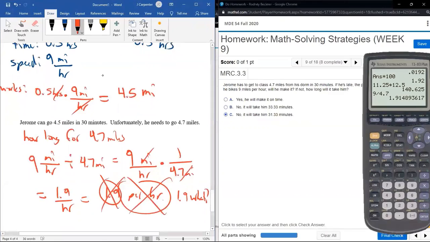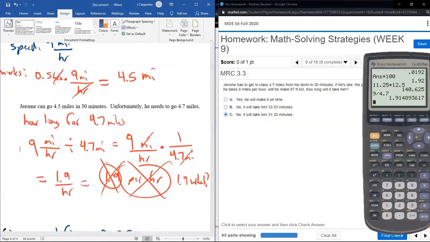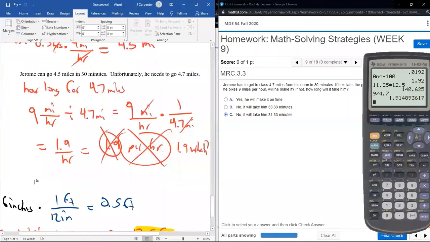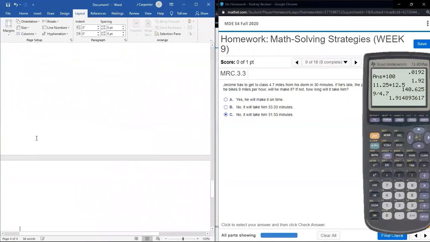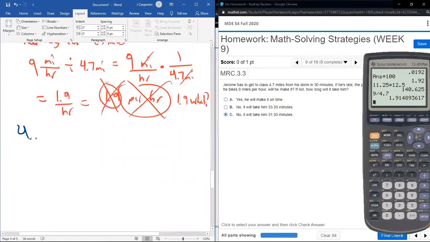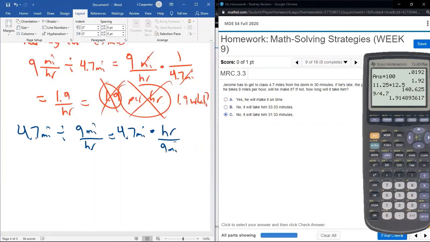But the thing about division is the order you divide matters. So let's try it the other way. Let's try doing the 4.7 miles divided by the 9 miles per hour, which is 4.7 miles times, and now just flip everything there so the hours go in the top and the 9 miles go in the bottom. See, your miles will still cancel each other out, but now your hour is in the top, exactly what makes sense to be a unit of time.